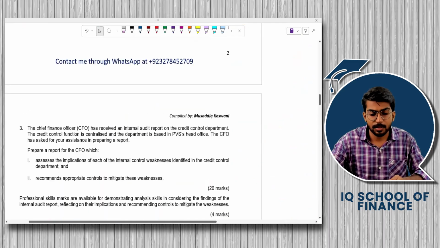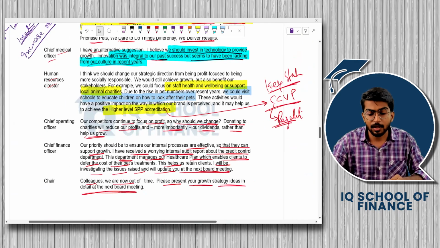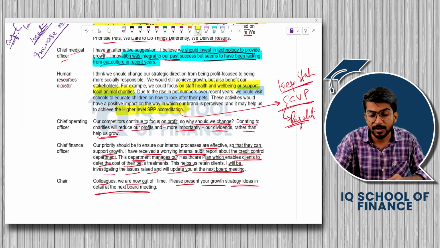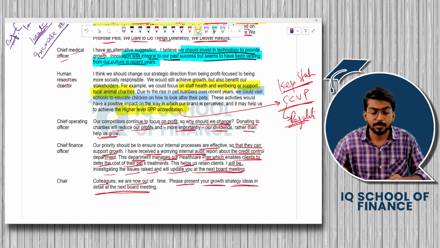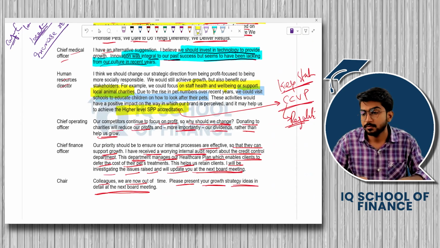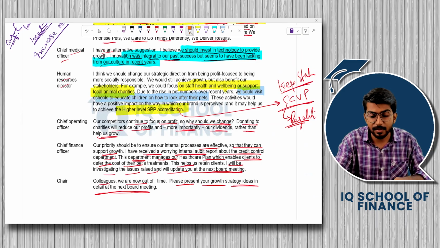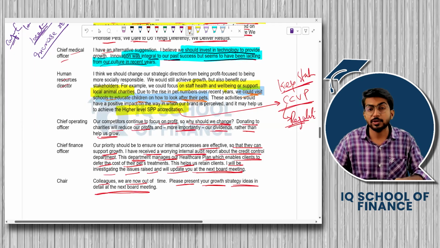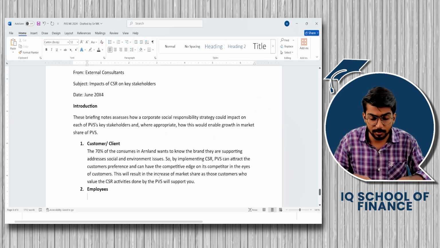Here, in exhibit number 1, the human resource director was saying that we could focus on the well-being of the staff and support staff health and well-being, or support the local animal charities, right? So you can use these words. And also he's saying that we could visit schools to educate the children on how to look after their pets. So this will create a good brand image of PVS, right? Let me just include this in the answer.